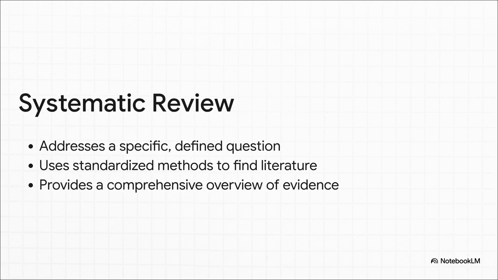And then there's the systematic review. This is like the surgeon's scalpel in your toolkit. It's incredibly precise. You start with a very specific question and then use a super strict, repeatable process to find every single relevant study. The classic example, a review of all clinical trials on a vaccine to get the most complete picture of the evidence possible.